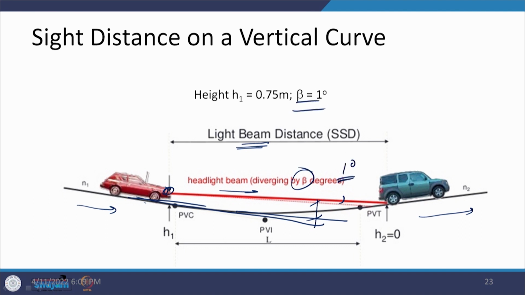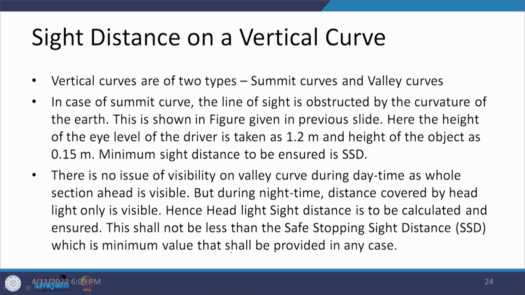So, we are trying to look at the visibility up to a point at which the height of the object is equal to 0. So, any vehicle or any object which is there should be away from it. If we are talking about the distance which is being travelled, when the height of the beam is 0.75 meter, beta is 1 degree, h2 is 0, then this distance is defined as the distance being travelled under the headlight. So, it is headlight sight distance. That is how we define it. These are the things which have been defined in these slides.